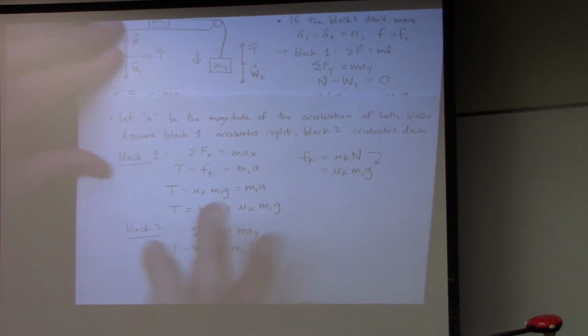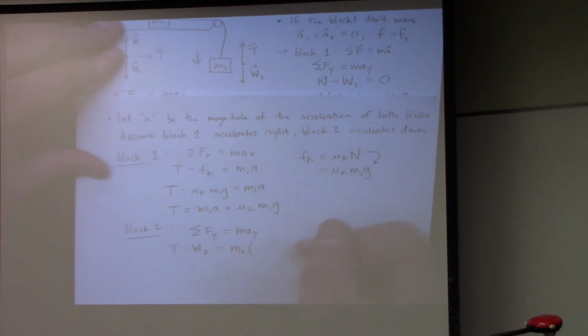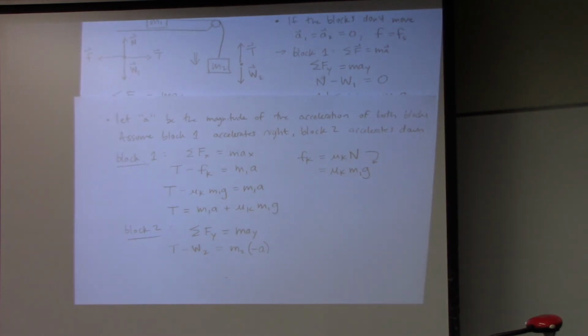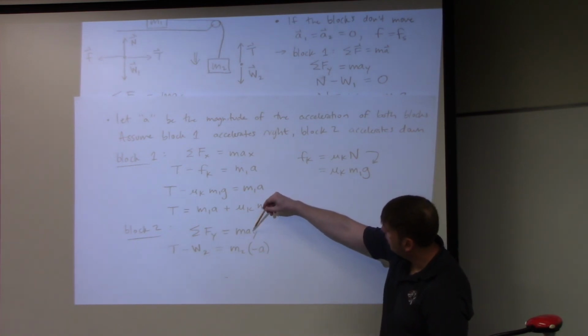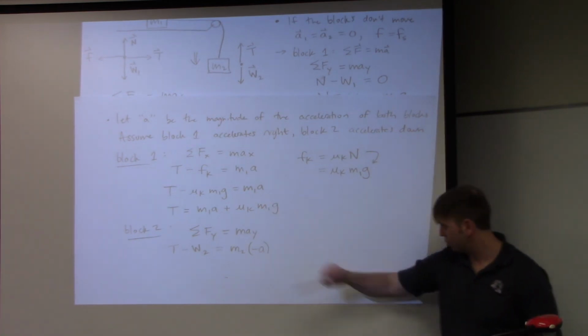Now we have to be careful, because we're assuming block 2 is accelerating down, so that needs a negative sign. If I want to indicate that the acceleration is going down, ay has a negative sign, so that's where it is.